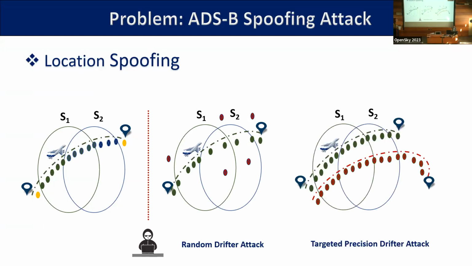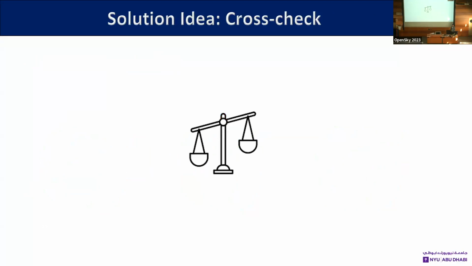And the smarter attacker, the targeted precise drifter attacker, slowly changes the position of the aircraft in a way that mimics a legitimate aircraft, but by the time he tries to avoid the legitimate trajectory and go somewhere else, like another destination. So how do we check the trustworthiness of the received messages?